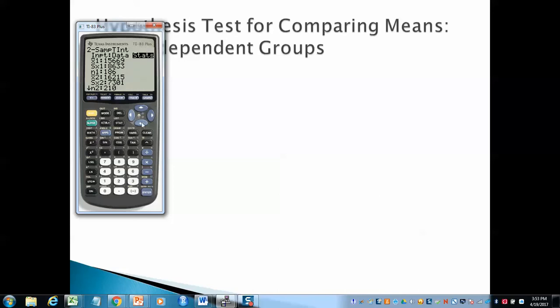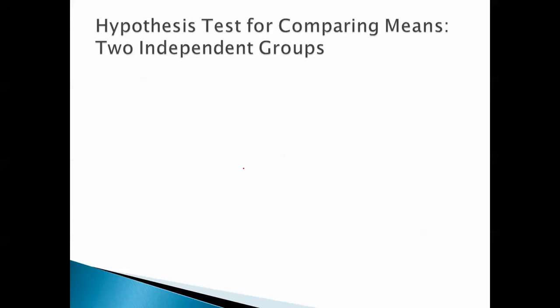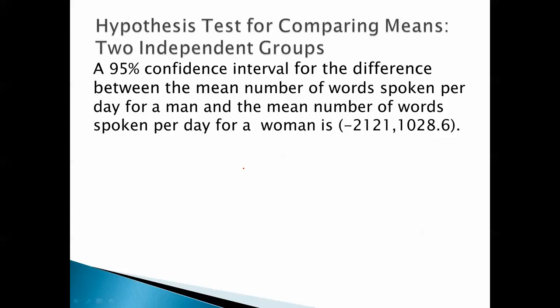Okay, we've already put in the data. In fact, it's already in there. So we just scroll down. Okay, the confidence level, 0.95. That's what we want. Pool data. Yes, we're going to pool it. And then calculate it. Bam! There's your confidence interval. So your confidence interval turns out to be negative 2121, comma, 1028.6. Very cool. Okay, so a 95% confidence interval for the difference between the mean number of words spoken per day for a man and the mean number of words spoken per day for a woman is negative 2,121 to 1028.6.